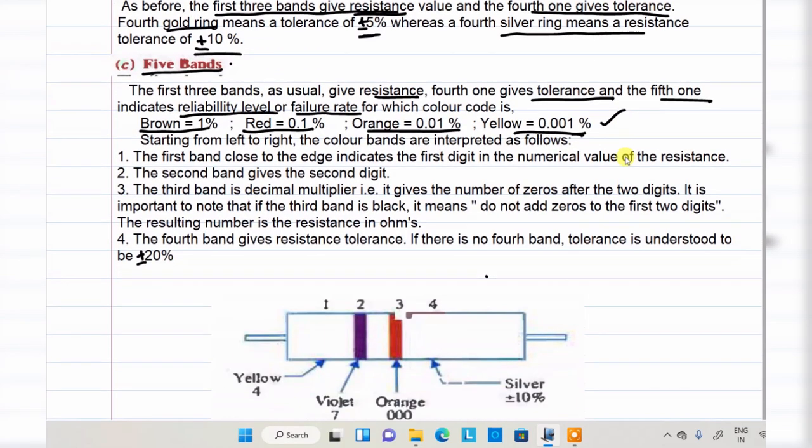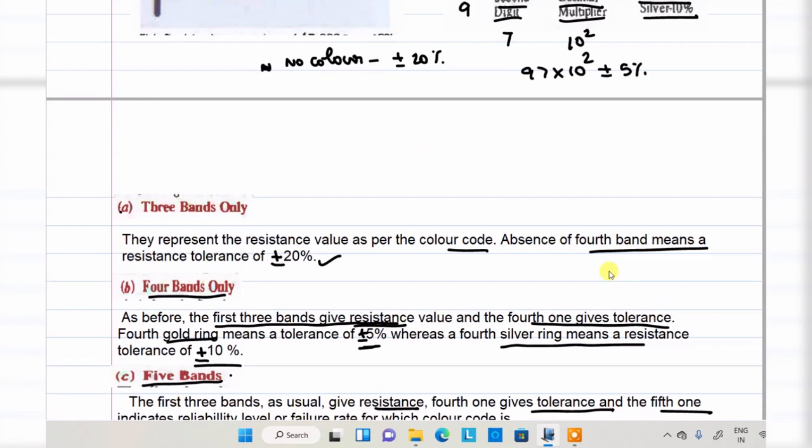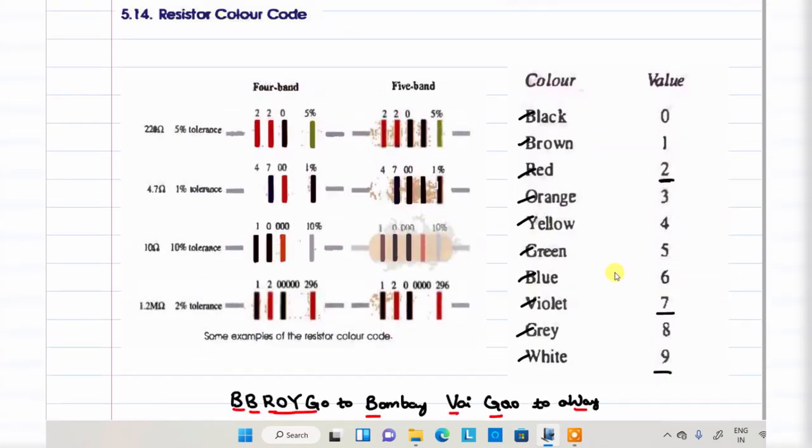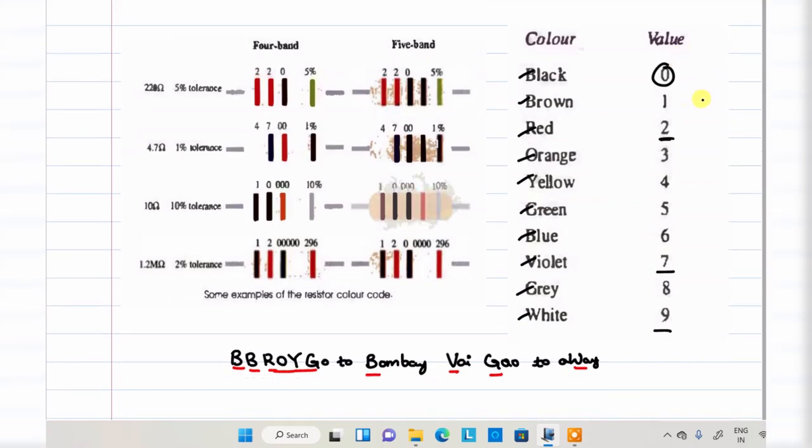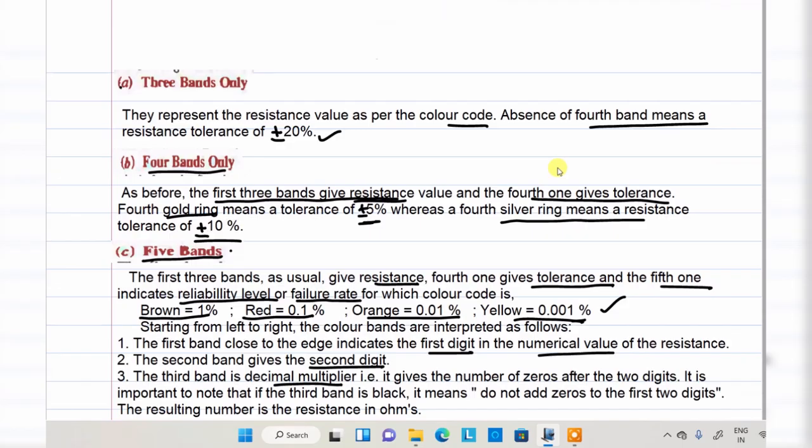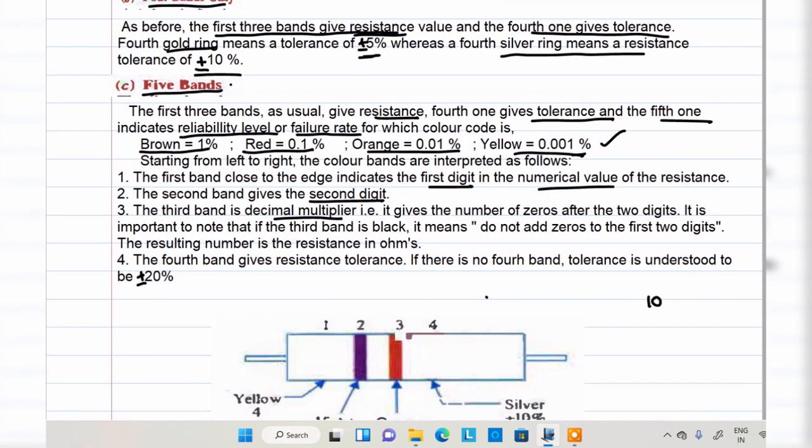Clear? Now, let me summarize the explanation I gave. The first band, closest to the edge, indicates the first digit of the resistance value. The second band gives the second digit. These 2 points are clear. The third band gives a decimal multiplier, that means 10 power 2, 10 power 3, 10 power 4. For example, say the third color is black. What is the black value? It is 0, right? Black value is 0, so 10 power 0. What is 10 power 0? 10 power 0 is equal to 1. That's what the third band gives.